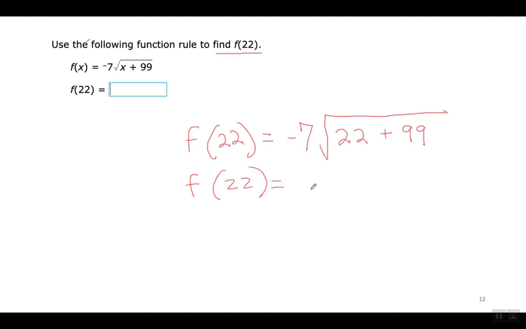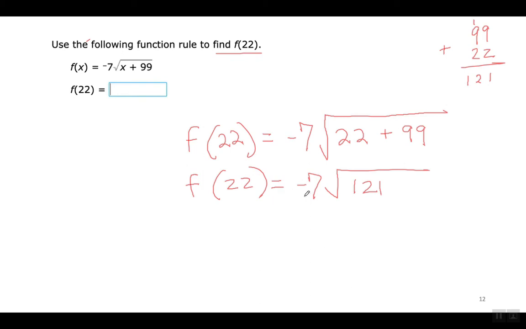Alright, so when I do 22 plus 99, I'm going to write it here, but you should be able to do this mental math. Alright, 9 plus 2 is 11. You put a 1 there, you carry the 1. 9 plus 1 is 10. 10 plus 2 is 12. Alright, so I got square root of 121.